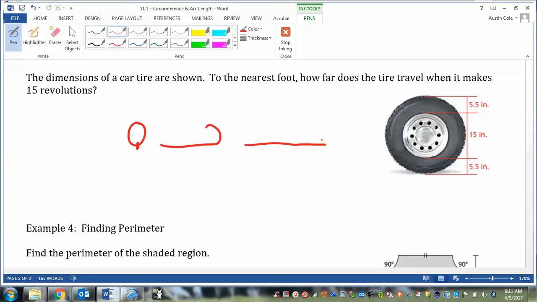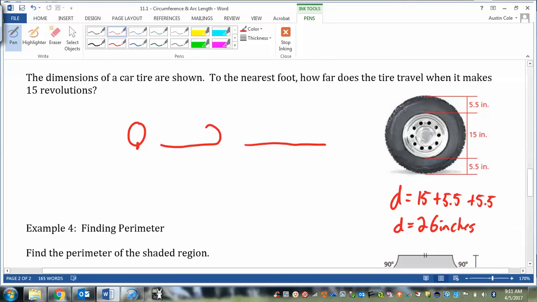So we're going to have to take that distance around times 15 times that it went around, right? Okay, so how do we find the distance around it? Yeah? 5.5, 15, 5.5, all the way around the tire. So that's our diameter. It's kind of confusing from the picture, but this 5.5 is the distance from the rim to the top of the tire. 15 is how big the rim is, and then another 5.5 to the bottom of the tire. So that's going to be our diameter. 15 plus 5.5 plus 5.5, and you should get 26. Yep. So the diameter of that tire is 26 inches.